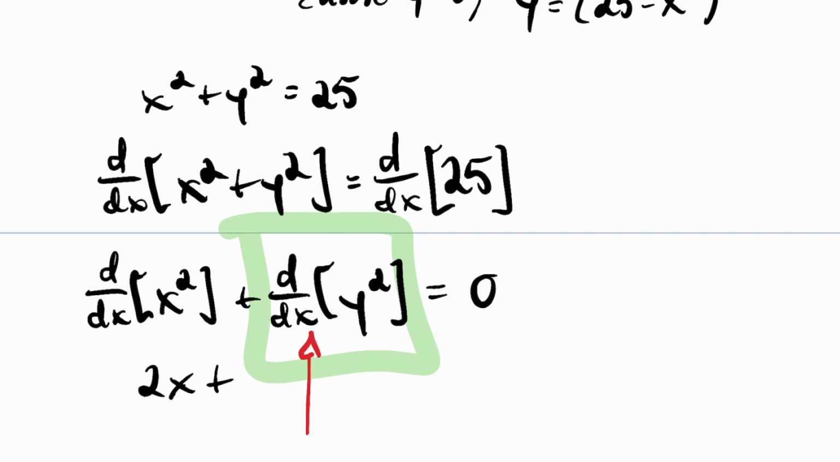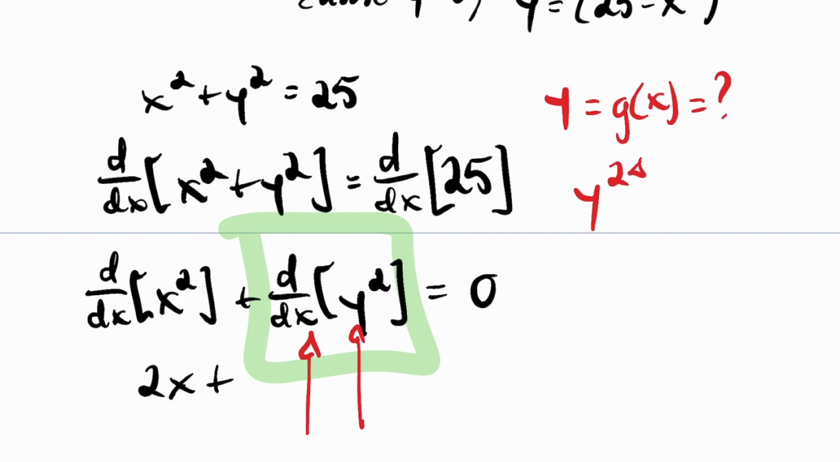Now here, the difficulty is that we have two variables at work. The variable with respect to which we are taking the derivative is not the variable that we have in the expression. Y is implied to be some function of x. Basically, y equals some g of x. What is it? I don't know, but it's some function, right? So when we find the derivative of y squared, we have to use the chain rule. When we have y squared, the squaring part is the outside function. And the y is the inside function, okay?